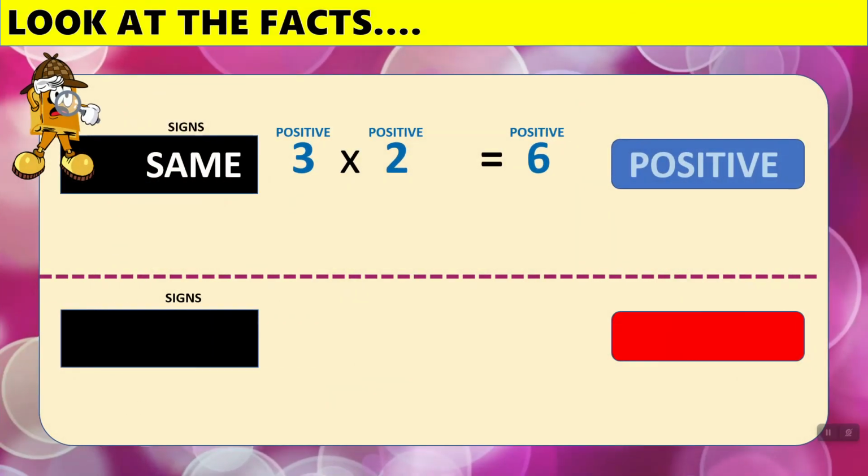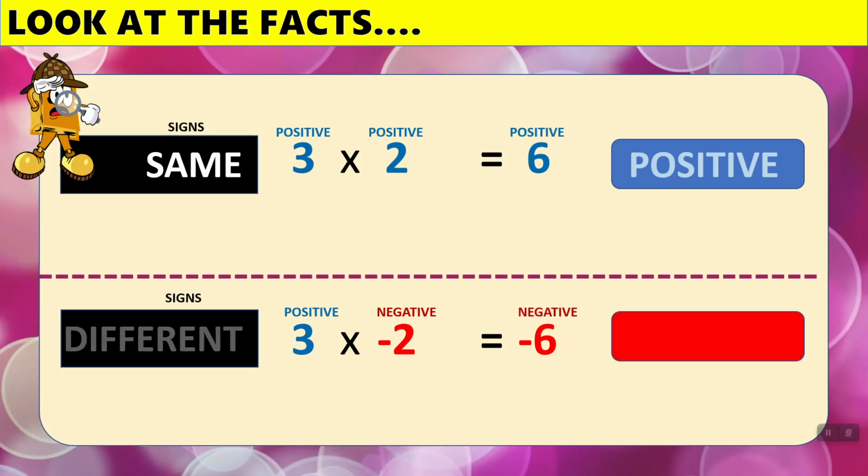So let's write that down as well. 3 multiplied by negative 2 gave us minus 6 or negative 6. The first number is positive, the second number is negative, and the answer is also negative. So when the signs are different, positive 3 multiplied by negative 2, those signs are different.